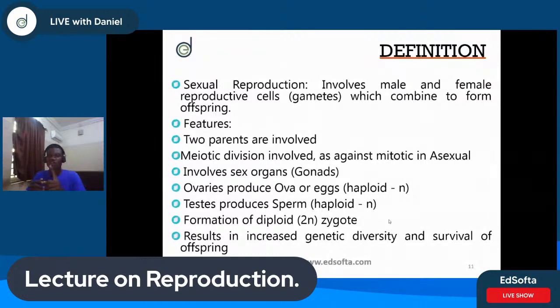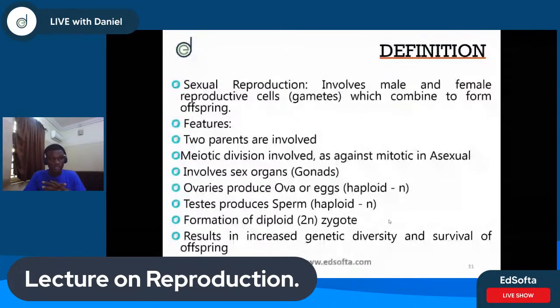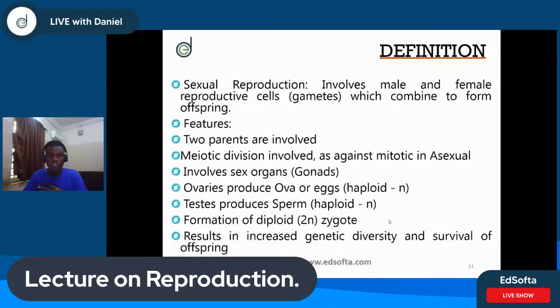Now, what are the features we can see in sexual reproduction? Two parents are involved. And since two parents are involved, we have two different reproductive organs. It also undergoes meiotic division, as opposed to mitotic division in asexual reproduction. But note, gametogenesis uses both mitotic and meiotic cell division. It involves sex organs called gonads.